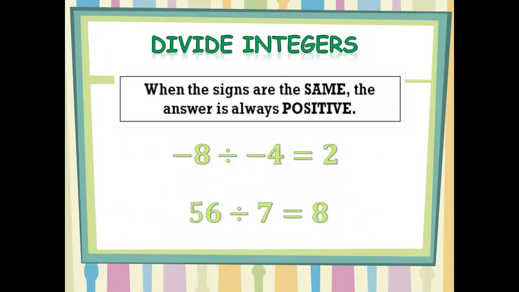Now you can see again the rule is the same. When the signs are the same, the answer is always positive. So you can see that we are dividing two negative numbers here, negative 8 and negative 4.